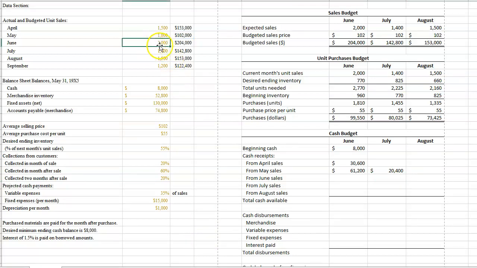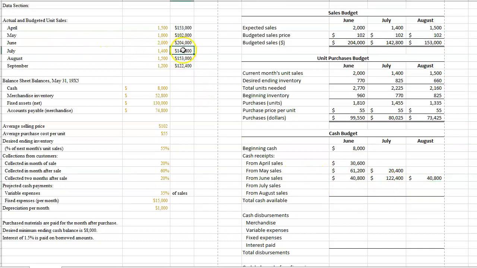Okay, let's keep going. For June, let's go to June. In June, we will collect 20% of June sales. We will be collecting 60% of June in July. And we will be collecting 20% of June in August. So you're seeing there's a little bit of a flow happening here, right? Okay. Let's go to July.